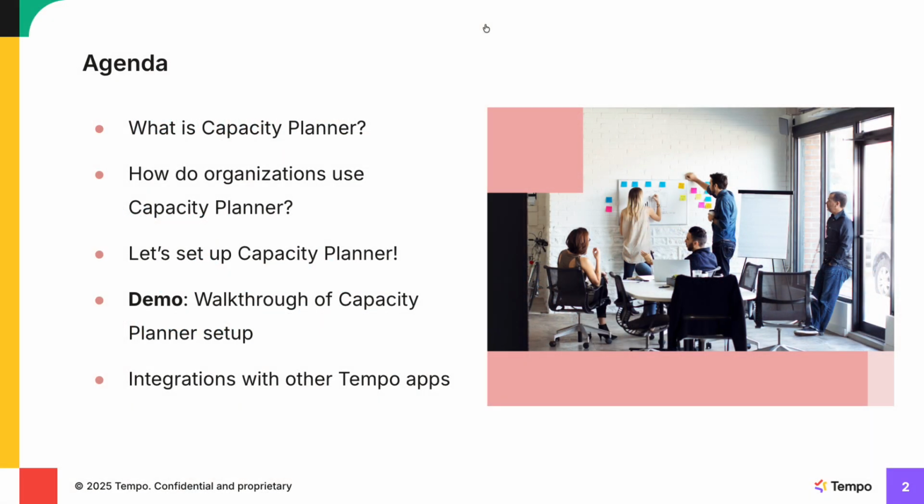We'll start by answering the question, what is Capacity Planner? And we'll look at the two basic scenarios that organizations use with Capacity Planner. Then we'll move into why you're here and give an overview of the features that need to be set up for Capacity Planner to really work for your organization. The main event is a walkthrough demo on how to set up each of these features in Capacity Planner. We'll finish off the webinar by talking about how Capacity Planner integrates with other Tempo apps.